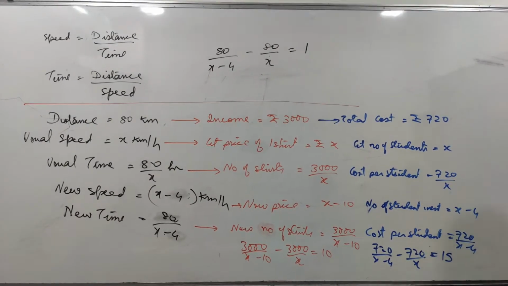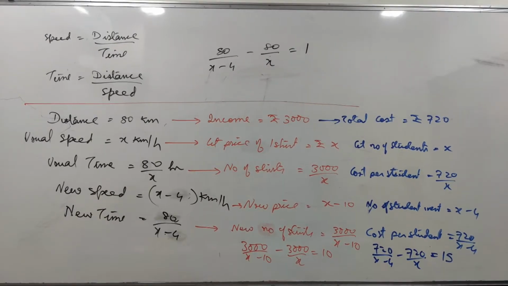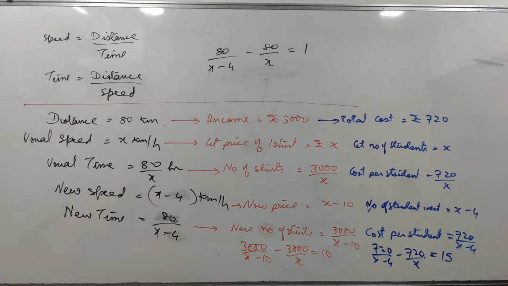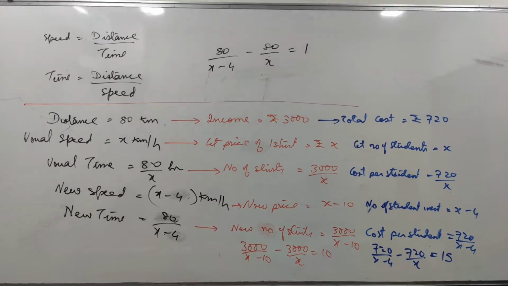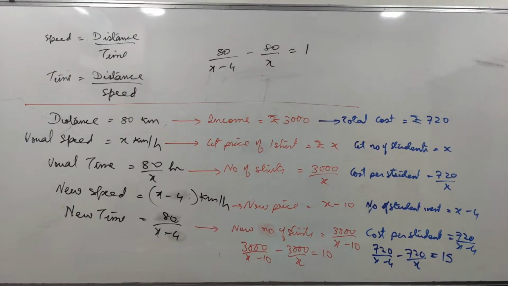Sir, if in this same question it says reduced by 15, then it will be minus 15, this will come here and this will come here, and this will become plus. When will the cost decrease? When the number of students increases. So this will become x plus 4 then.